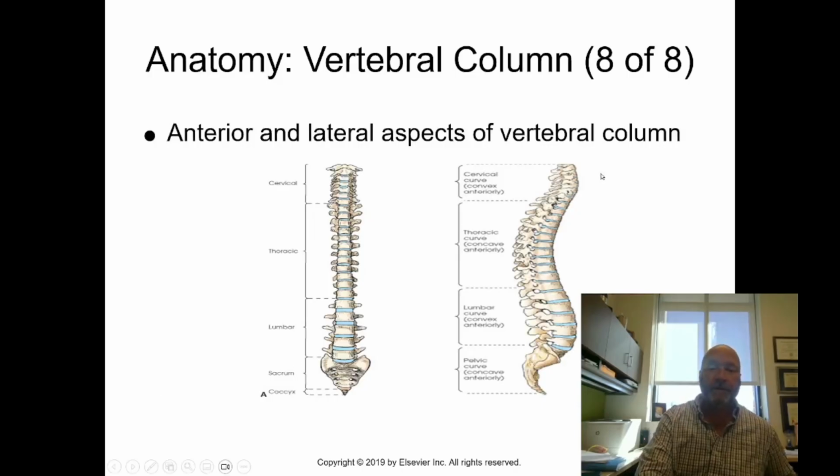So that's what the curvatures look like. We've got, again, lordotic curvature that would be convex anteriorly, concave posteriorly. Now this is thoracic, this is kyphotic rather, and it is concave on the anterior side, convex on the posterior side. Now we're down to the lumbar spine, and it is concave on the posterior side, convex on the anterior side. And finally, we get down into the pelvis, and it is concave on the anterior side, convex on the posterior side. This is just a frontal view.